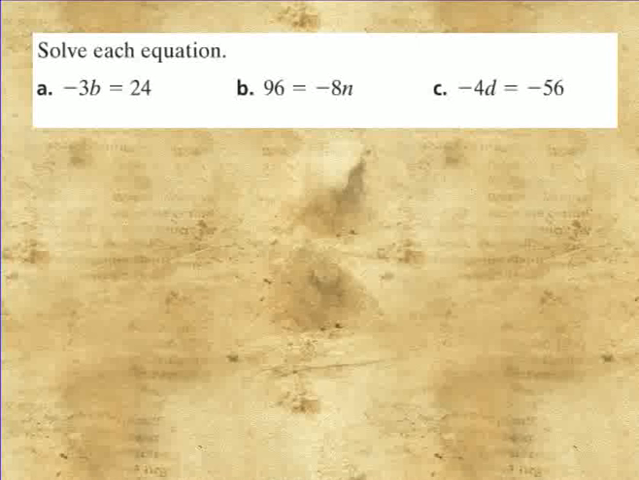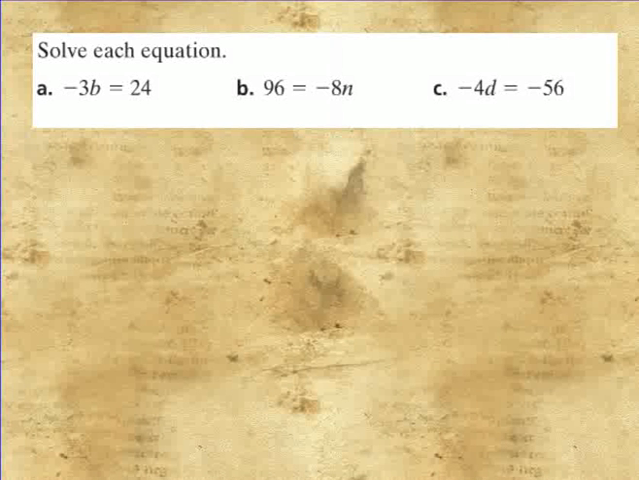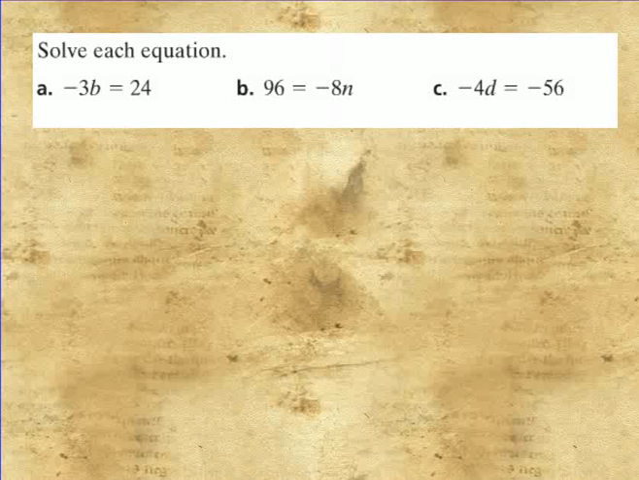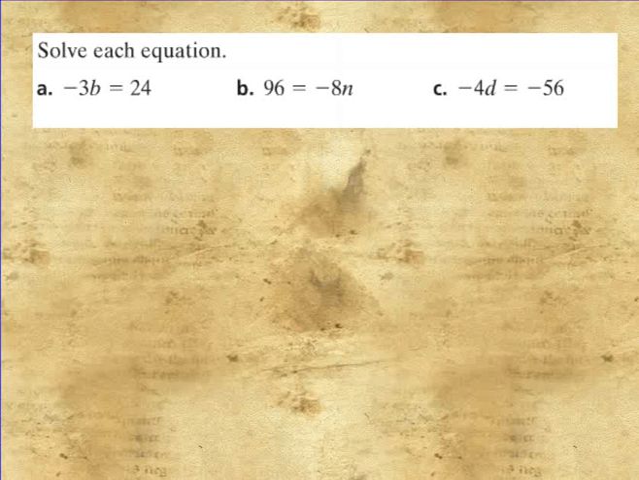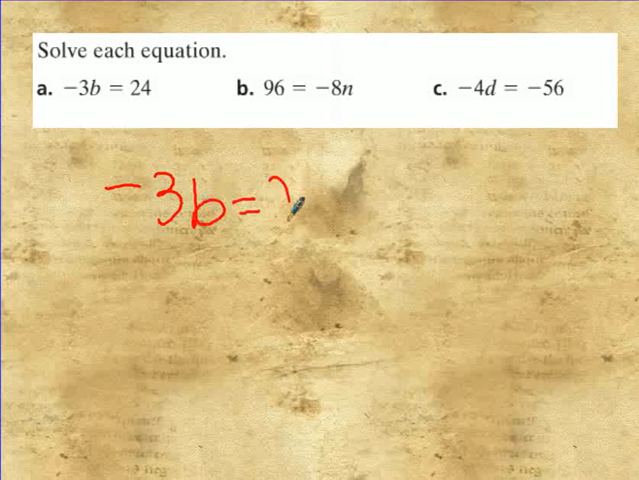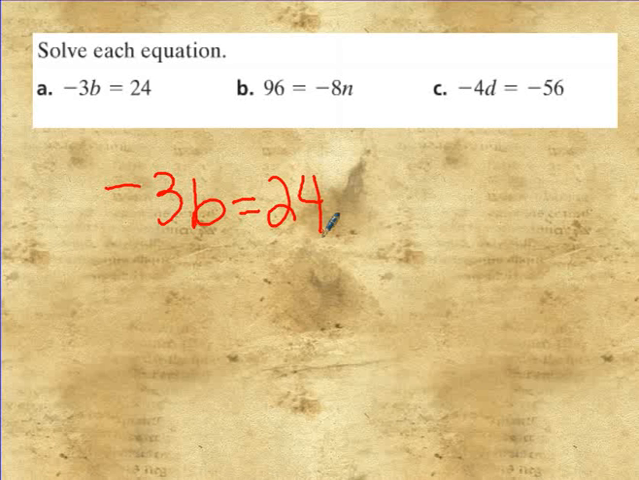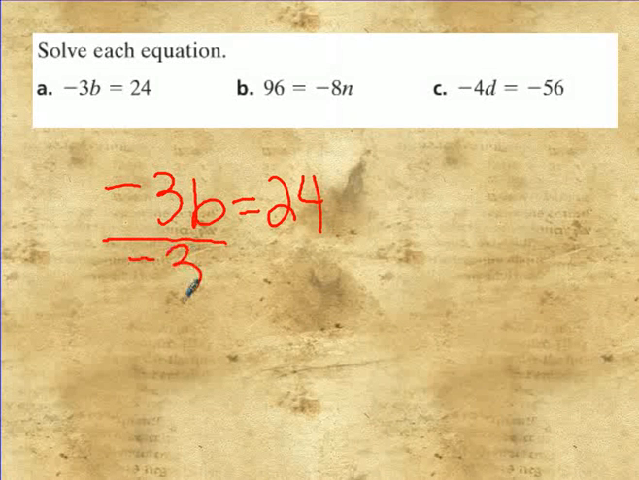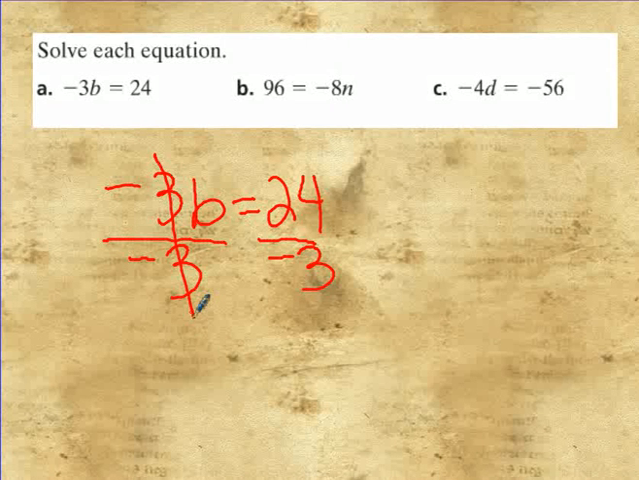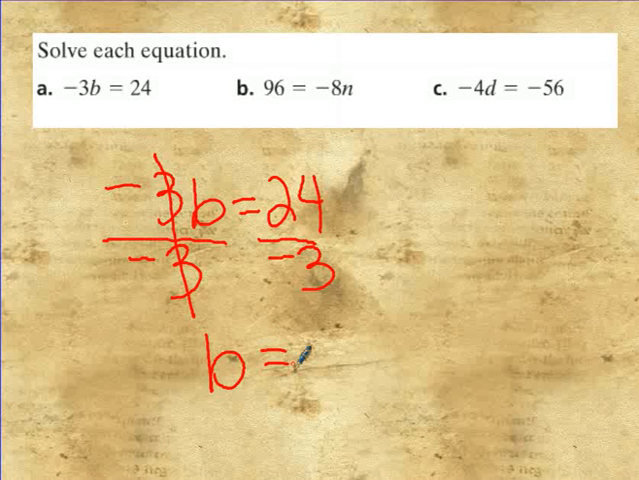Let's try a few. On your paper, write practice and solve letter A. Pause the movie now. Okay, let's see what you got. -3b equals 24. I want b alone, all by itself. -3 is getting in the way by multiplying. The opposite is to divide. -3 divided by -3 is 1. I'm left with b by itself.